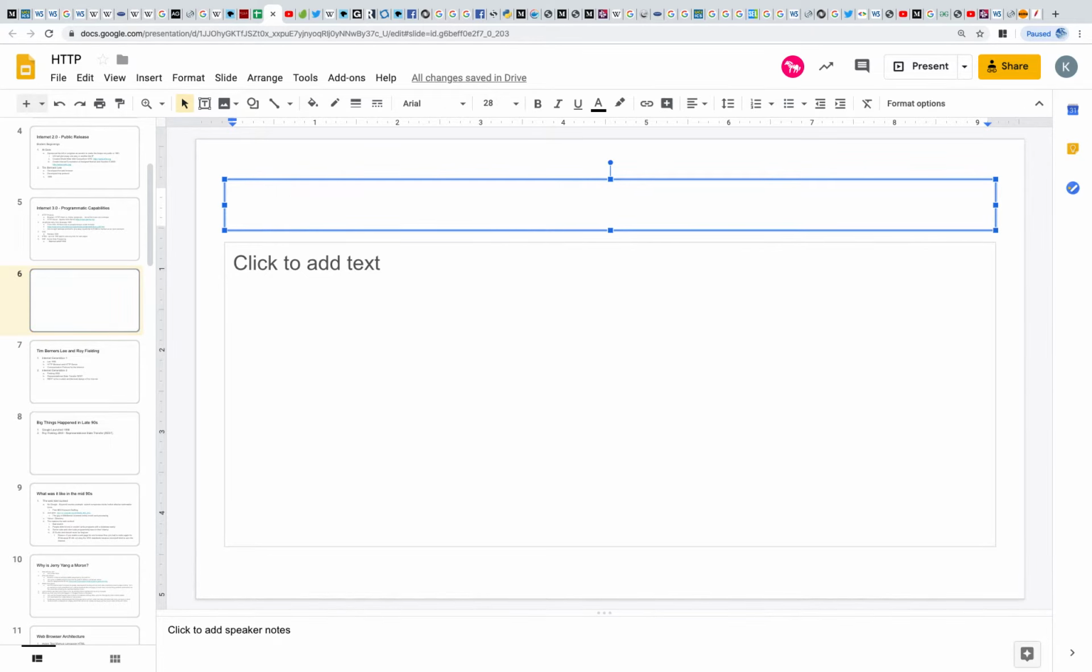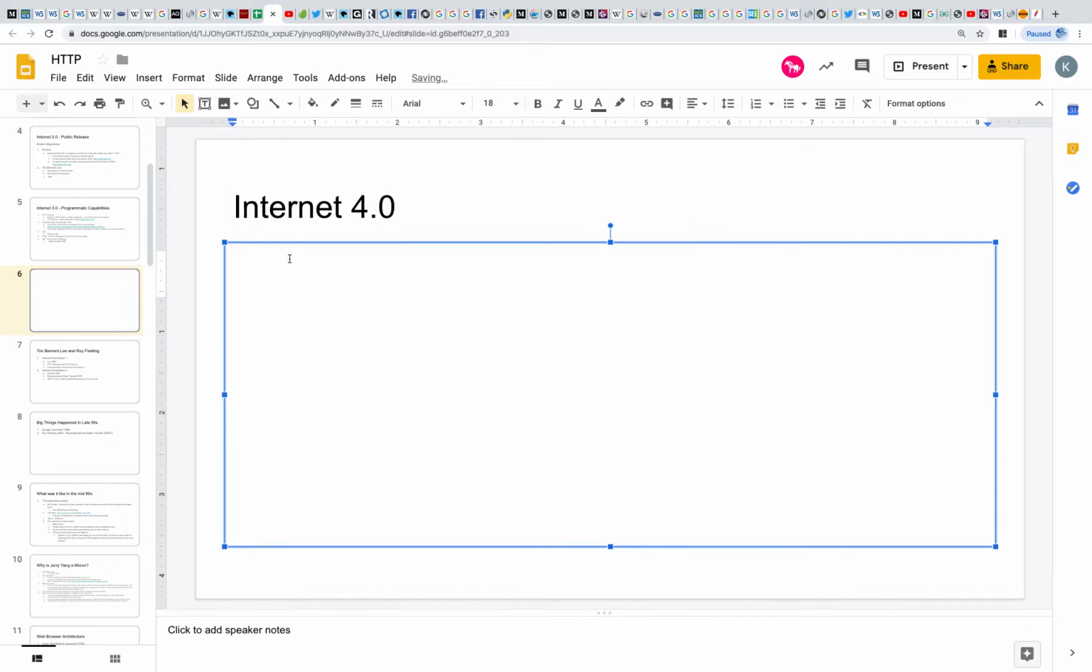Internet 4.0 really begins with Google and Roy Fielding. So this is really the epicenter of where you start to get the internet that you're familiar with today. All right, and why is that? So Google handled the search. Okay, so Google handled the finding of information. Roy Fielding figured out and described the architecture of how the internet is constructed today.